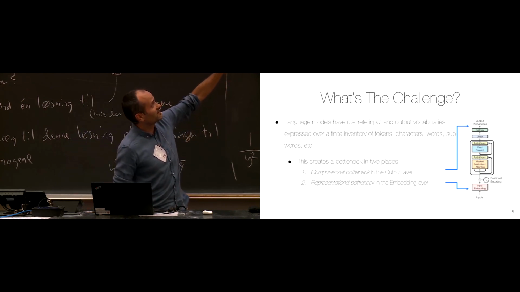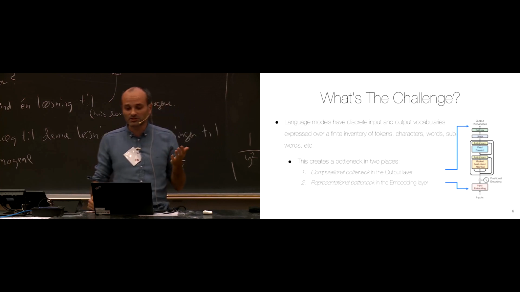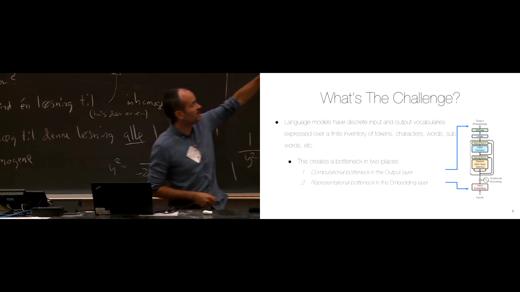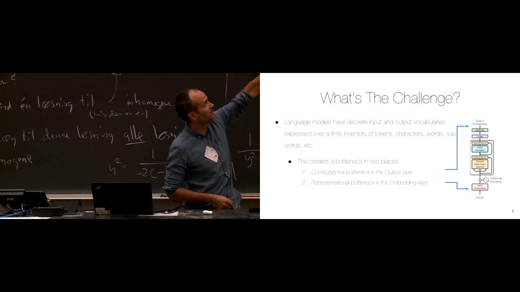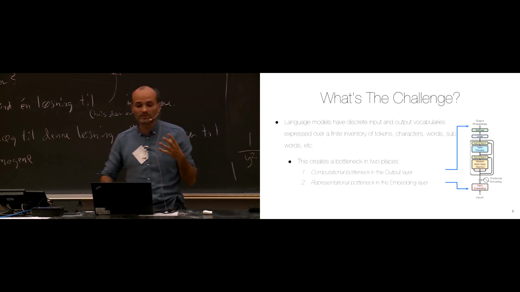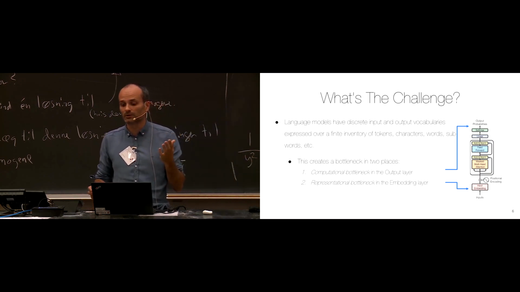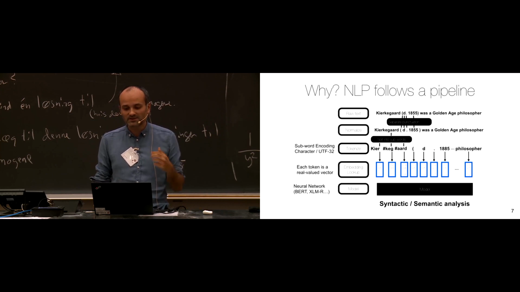So at the bottom of this here, we have a representational bottleneck where we're trying to input words down here in the embedding layer. And there's also a computational bottleneck at the output layer where we're trying to predict the next words in a sequence. Why is this a challenge? It's because natural language processing follows a pipeline.